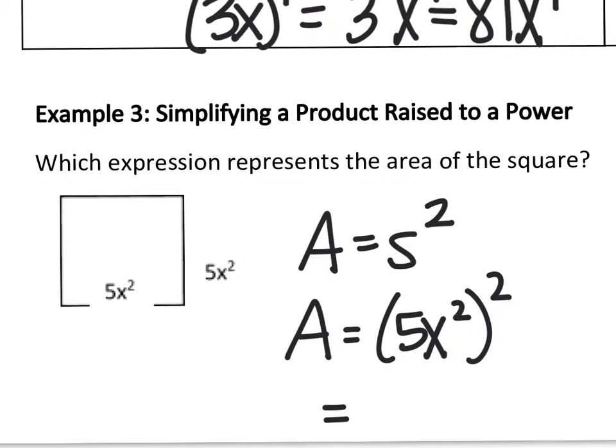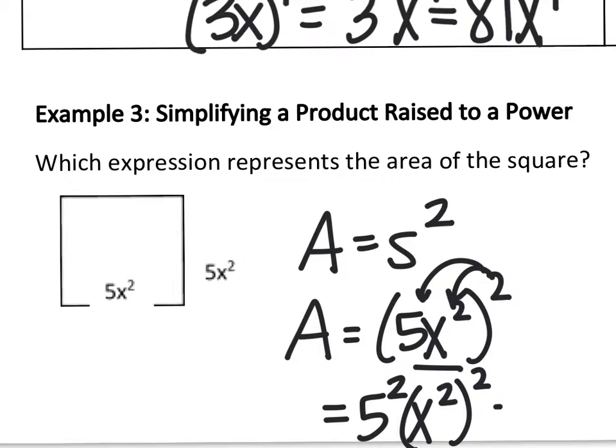Since this is a power of a product, we are going to have to give both factors the exponent. So that's going to be 5 squared and then x squared squared. And 5 squared is 25. And x squared squared, x to the second power, you multiply the 2's and you get x to the 4th.